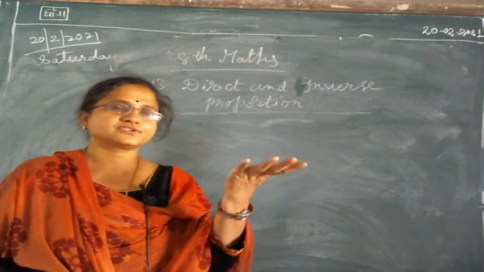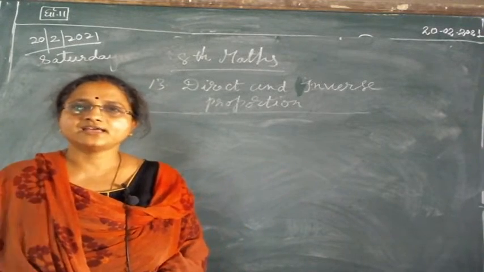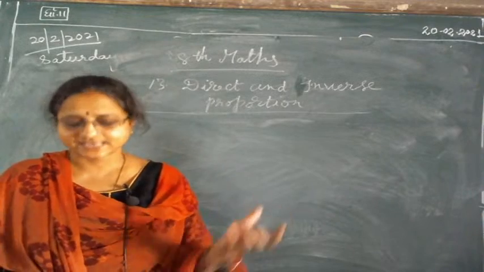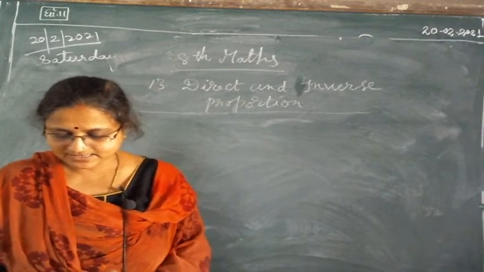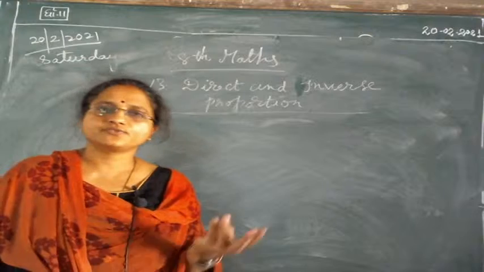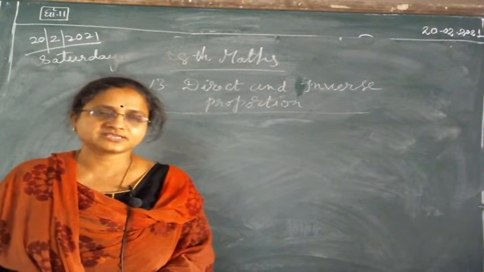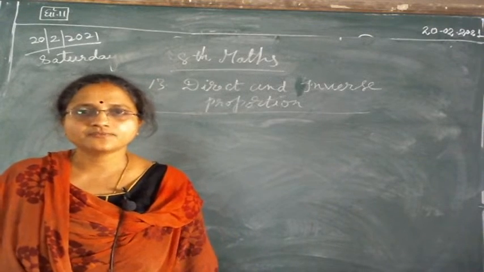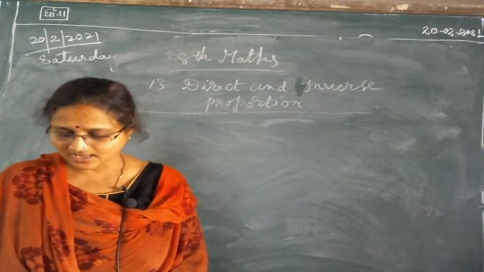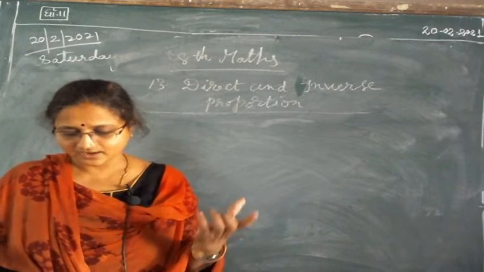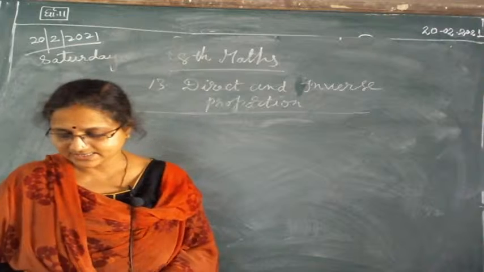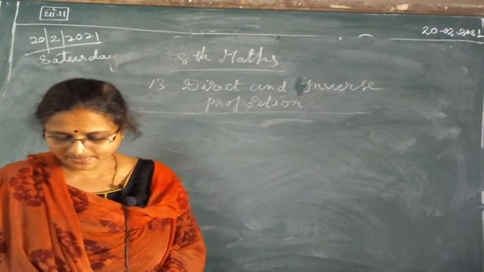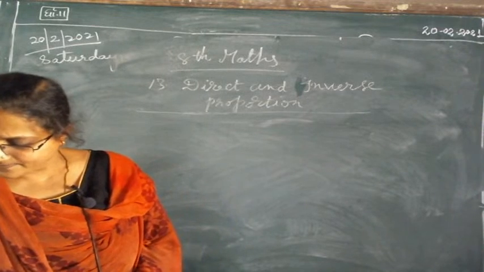As the weight of the sugar increases, in the same way the cost of the sugar will also increase in direct proportion. Understand or not? If the cost of 4 liters of petrol is 60 rupees, then the cost of 6 liters of petrol will also increase. So we can say that they are in direct proportion. Understand or not?